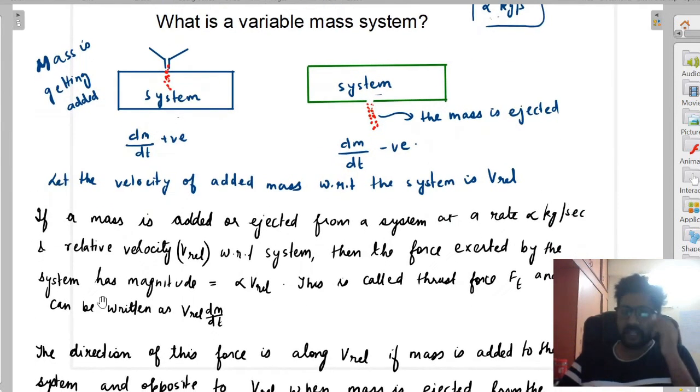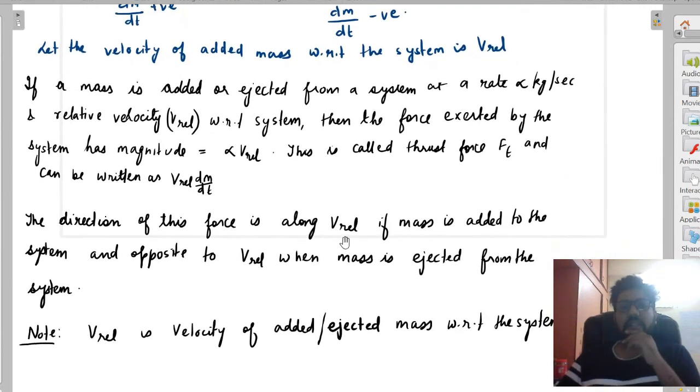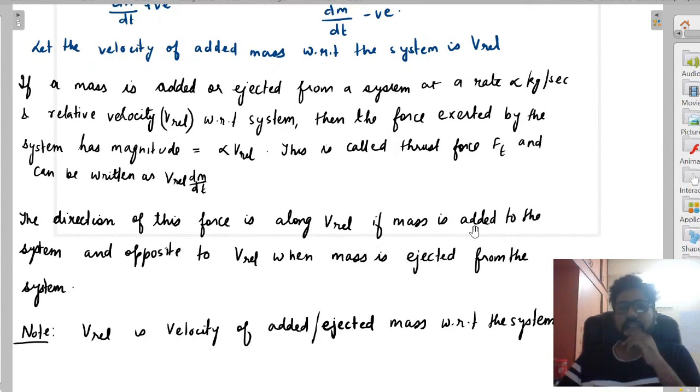Now, what is the direction of this thrust force? The direction of this thrust force is along the v relative if mass is added to the system. So if mass is added to the system, that means dm by dt is positive and the force is in the direction of v relative. Okay, and opposite to v relative when the mass is ejected from the system, because when the mass is ejected from the system, then dm by dt will be negative and the force will be minus of v relative alpha. So it will be in the direction opposite to v relative.